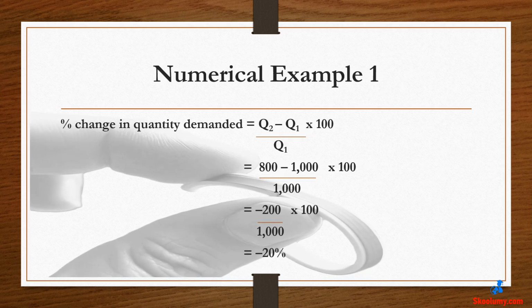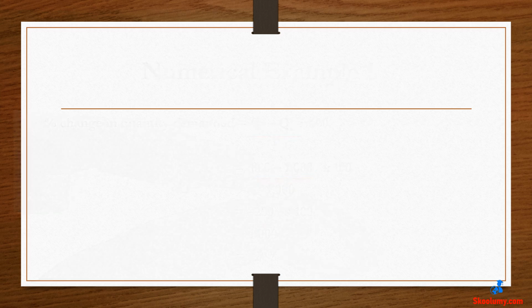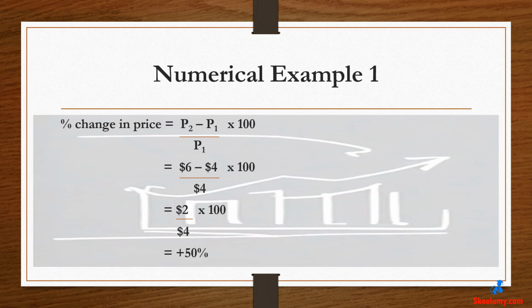Calculating percentage change in quantity demanded, Q2 minus Q1 divided by Q1 times 100. This is 800 minus 1,000 divided by 1,000 times 100. The answer is minus 20%. Percentage change in price is P2 minus P1 divided by P1 times 100. That is $6 minus $4 divided by $4 times 100. The answer is plus 50%.